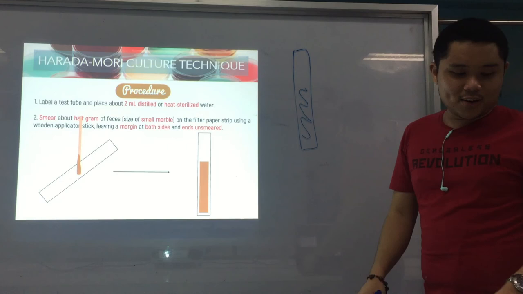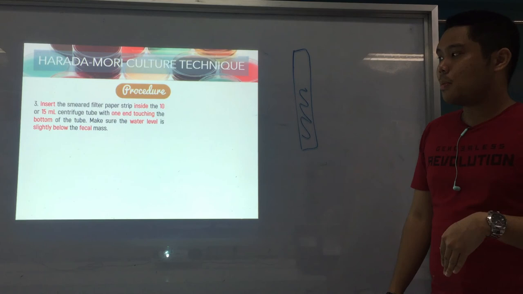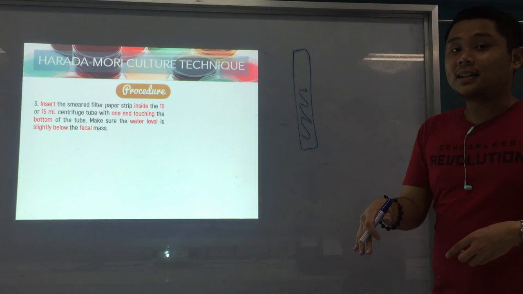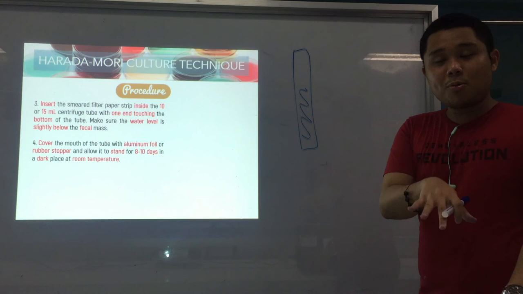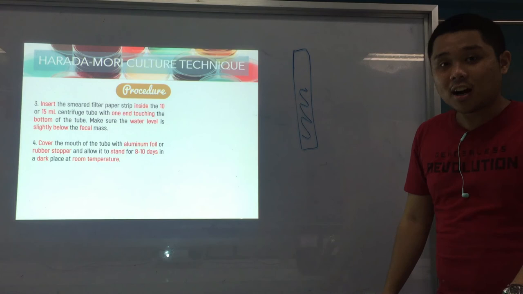Next, we insert the filter paper into the test tube we prepared, and the other end at the bottom should be touching the water. Then we cover the mouth of the tube with aluminum foil or a rubber stopper, and allow it to stand for 8 to 10 days in a dark place at room temperature.